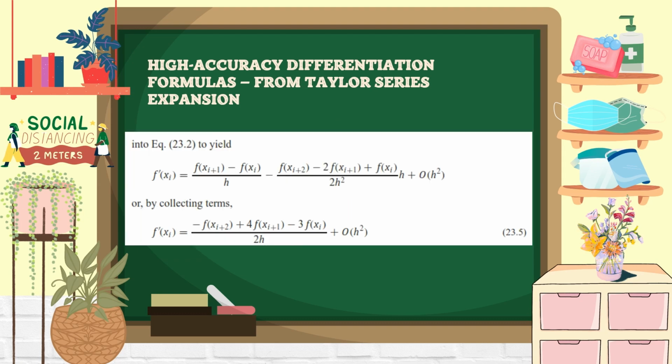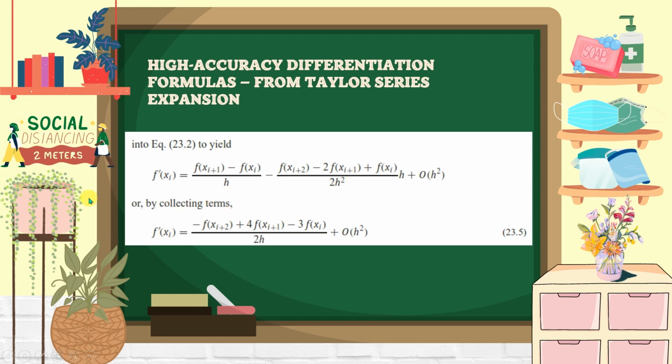And after substitution to equation 23.2, we will be able to yield the first derivative of the function of x sub i equals the function of x sub i plus 1 minus the function of x sub i all over h, minus the function of x sub i plus 2 minus 2 times the function of x sub i plus 1 minus the function of x sub i all over 2h squared, times h, plus the error.